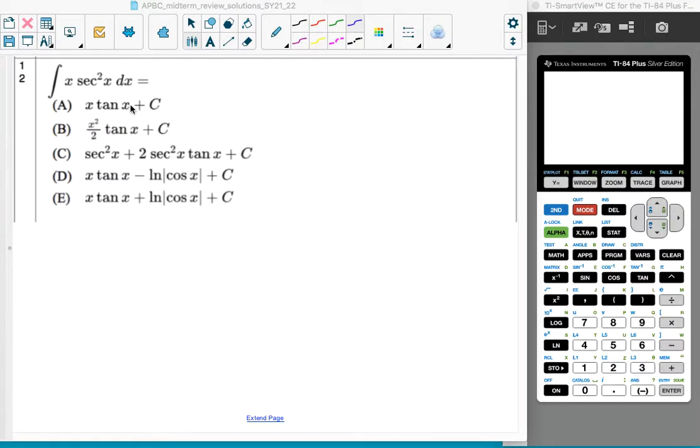at this, this screams parts, because I have a product, right, x times the secant squared, and they are unrelated functions. It's not like the x is conveniently the derivative of secant squared or anything else. So I'm hoping this screams parts to you.